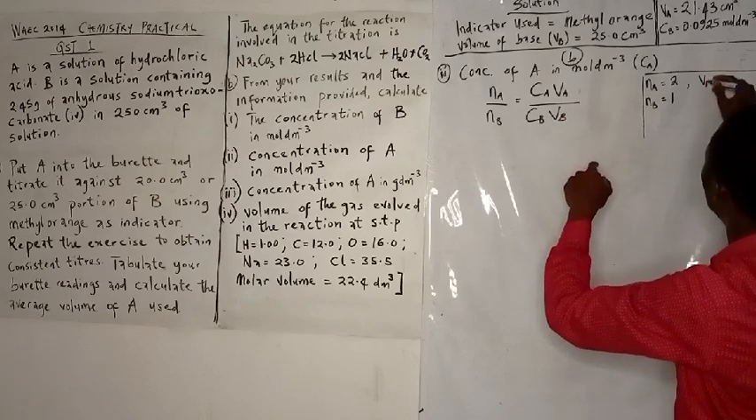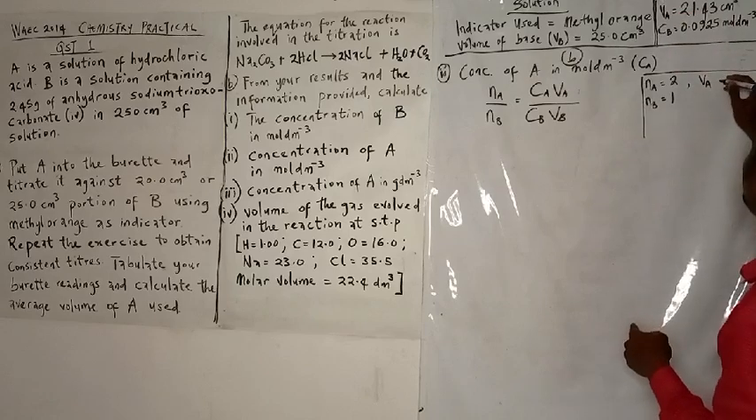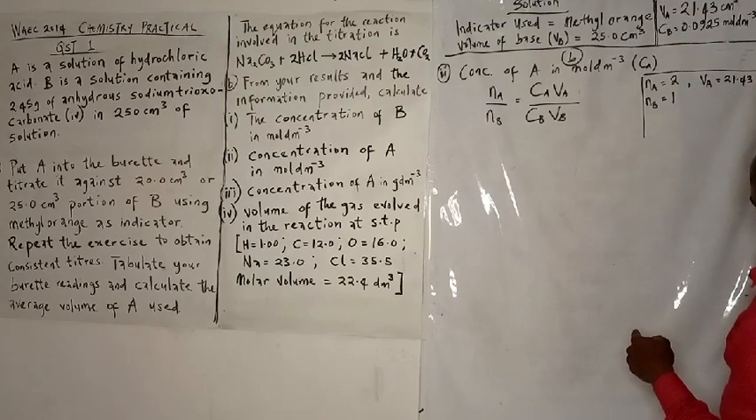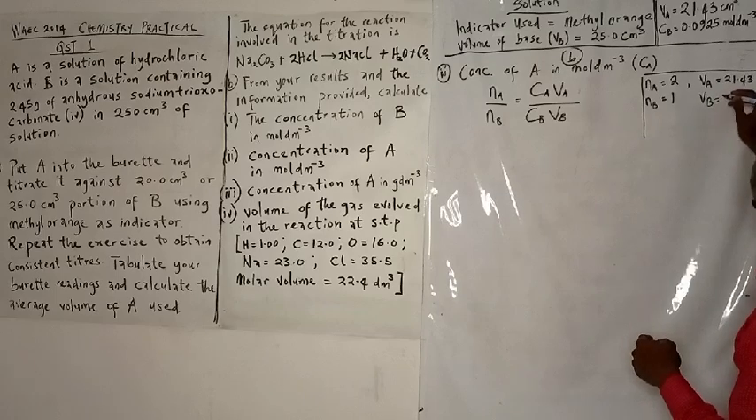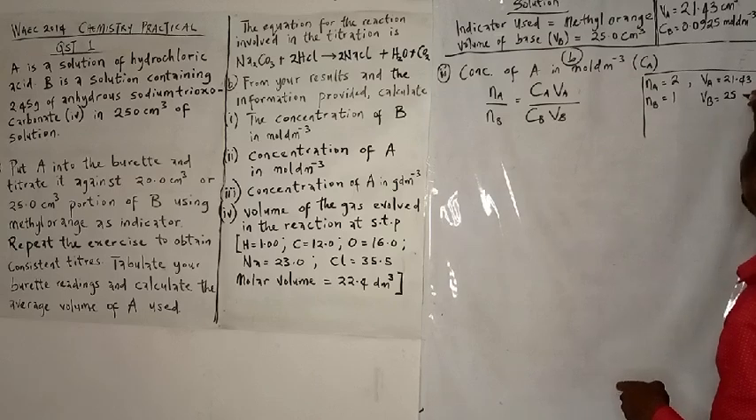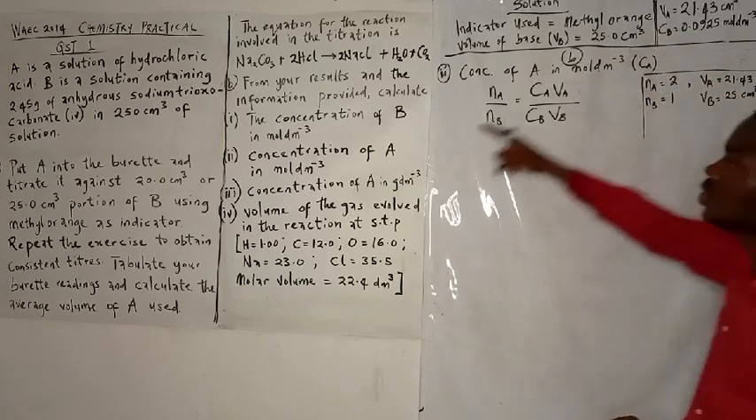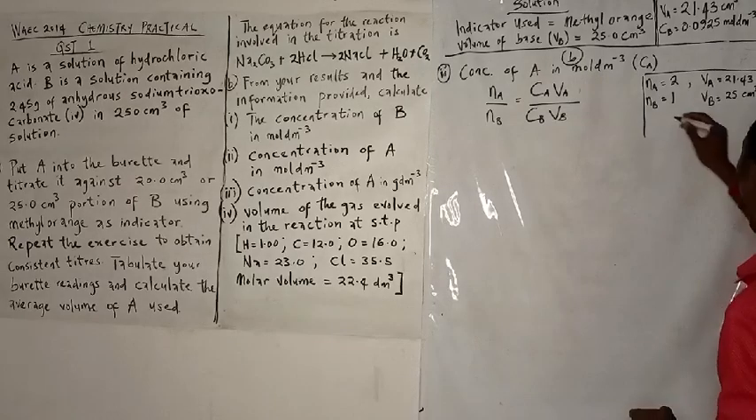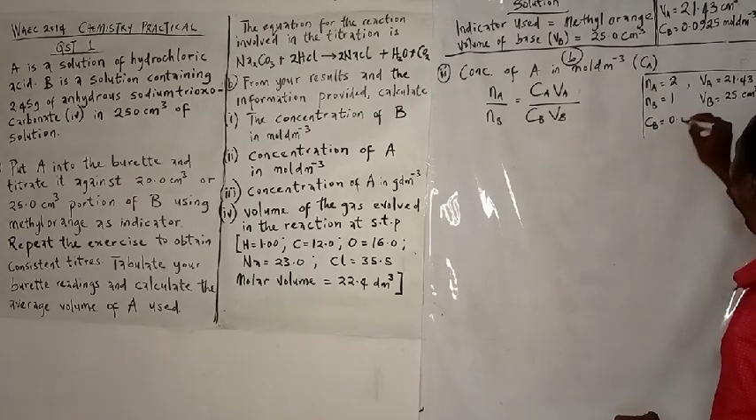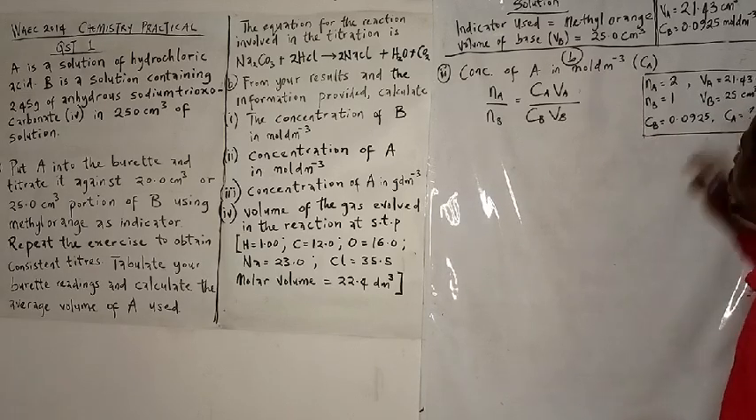the volume of our acid, Va, was obtained from the titration, that's the average titer value. So Va is equal to 21.43 cm cube, and Vb is the volume of base that we are using, that's 25 cm cube. And then we also have our Cb, that's the concentration of B in mole per dm cube. So we have Cb to be equal to 0.0925, and then we are looking for Ca. So we have everything needed to find Ca.